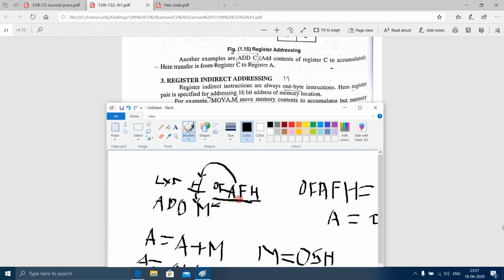This determines a memory location, the address of the memory location. This is the address of a memory location. I hope this sentence is clear to you. The register pair is specified for addressing the 16-bit address of a memory location.